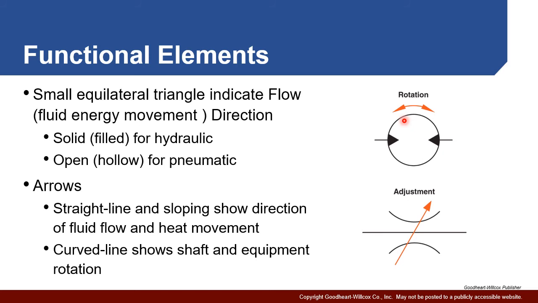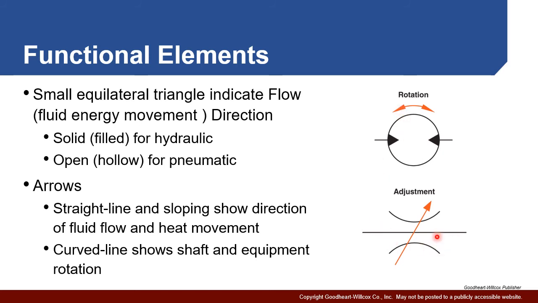If the triangle is filled or solid, like shown here, that's going to be for hydraulic components. If this triangle was empty, essentially hollow or open, that would be used for pneumatics to indicate the difference between, say, liquids and gases. We'll also see arrows being used. So for example, this motor is able to rotate. It's able to rotate in both directions. So that curved line indicates that there's some rotation. The fact that it has two heads means it can rotate in either direction.